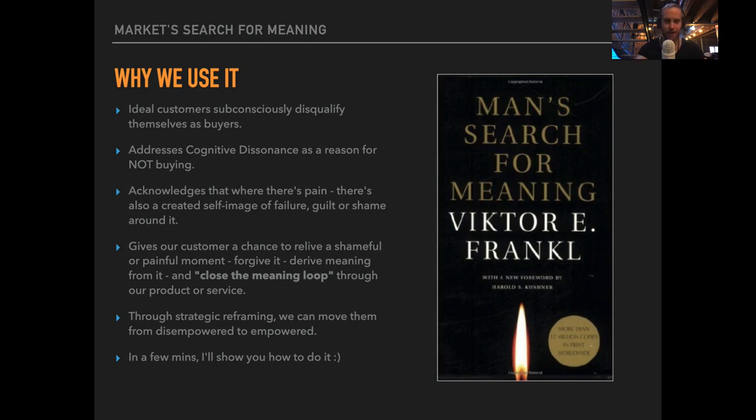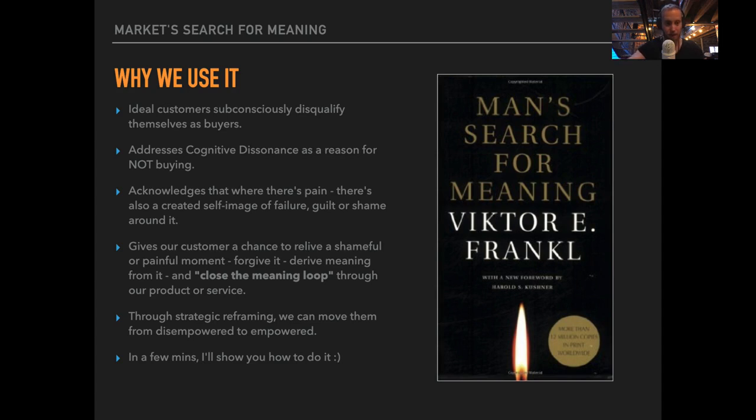So what I discovered in linking this long quest to find out why 90% of people don't buy, while at the same time reading Man's Search for Meaning, is that ideal customers are subconsciously disqualifying themselves as buyers. And there are reasons for this. One of the biggest reasons is that there's a certain cognitive dissonance. There's something that they either did or didn't do in the past that they can't overcome right now. Because if they bought right now, it would mean having to address and confront this shame or this inaction or this wrong action that they took in the past. So there's something at play there to look at.